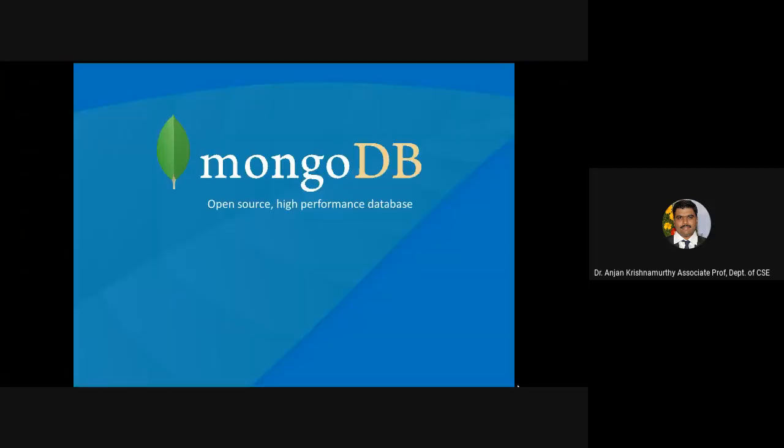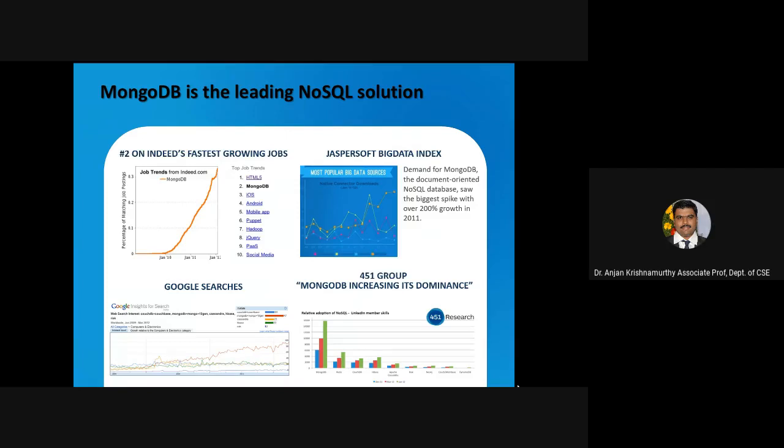So MongoDB is a leading NoSQL solution, right? It's the fastest growing in terms of the job index. If you take Gartner's index or Naukri.com's index, the key technical skill that they are looking for today is MongoDB, because it has become extremely popular in chatbots, in AI engines, and in many of the applications that we are talking about in today's trends.